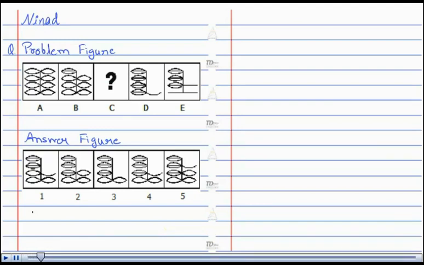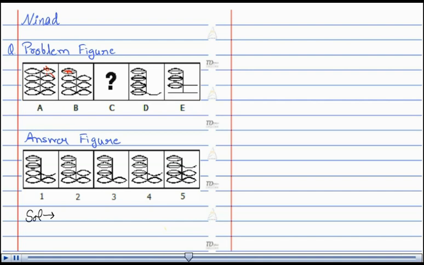In the question, the problem figure is given to us. Let us find the solution of this question. Now, we can see in the problem figure that in each step, a straight line is added and 2 half leaves are removed. Now, in step A to B, this one straight line is added and 2 half leaves are removed.